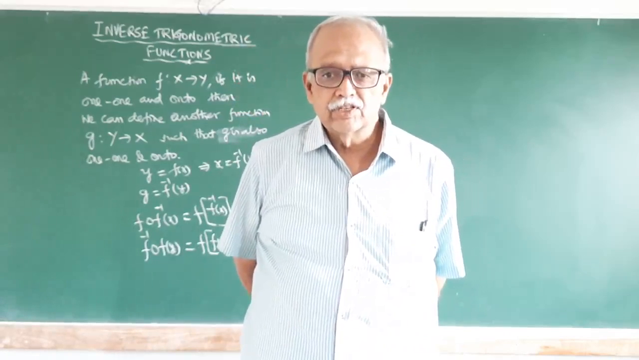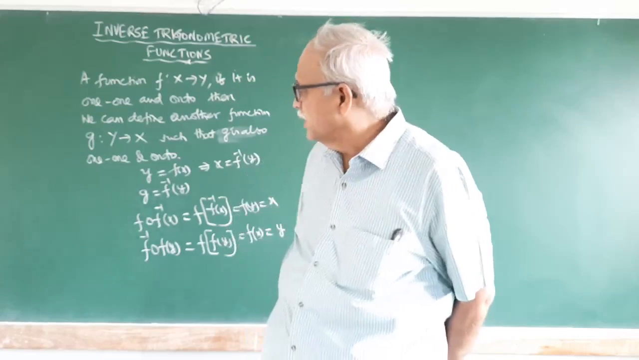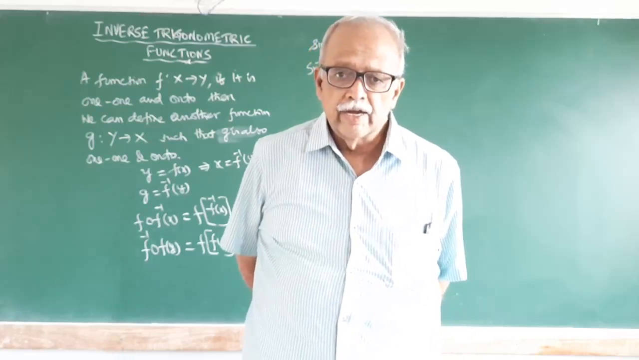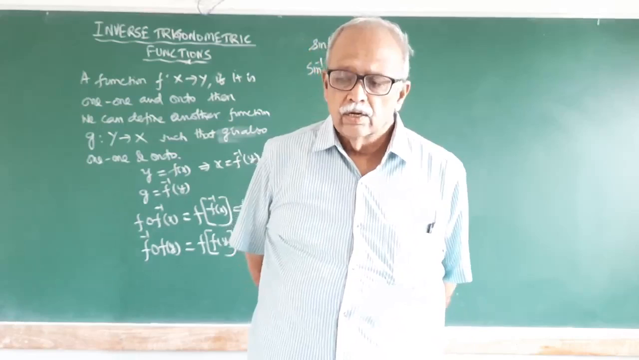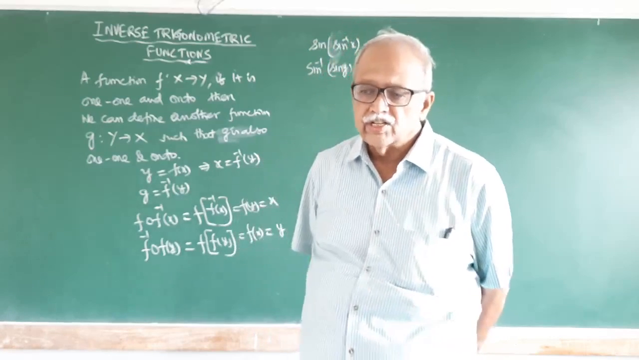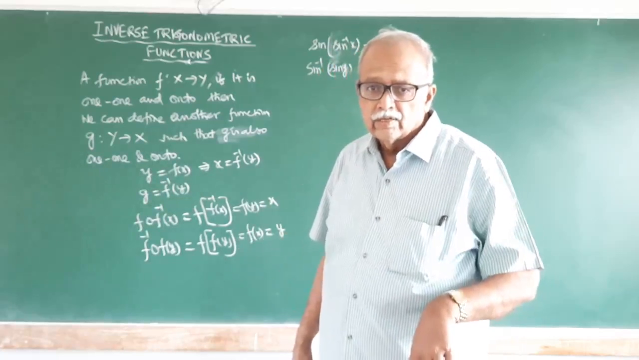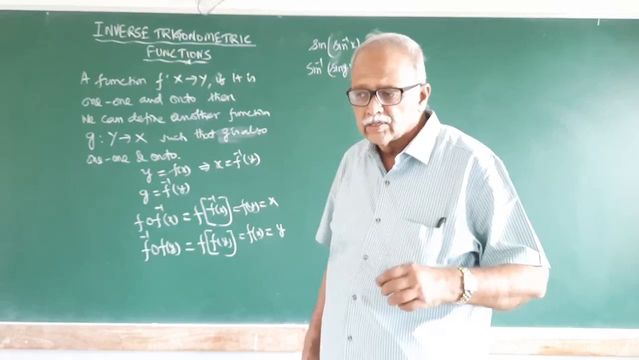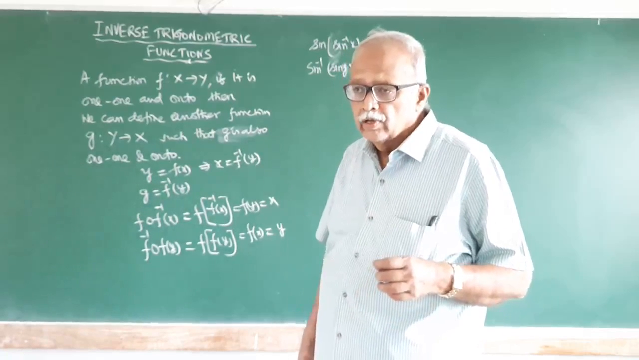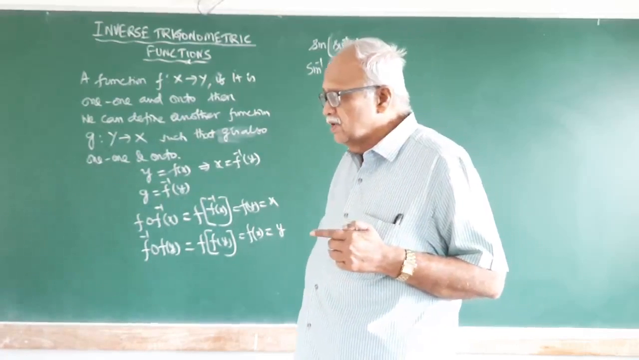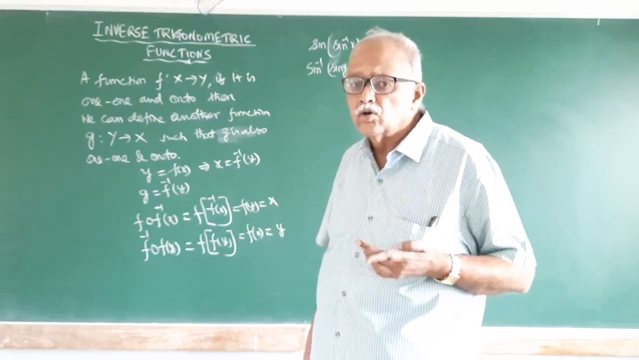Now, the inverse trigonometric functions we are going to do are for the sine function, cosine function, tan function, and then cot function, cosecant function, and secant function. All these, how we have to convert the sine function into the sine inverse function, that we are going to see now. Before that, what is the difference? Sine function, is it a one-to-one and onto function?